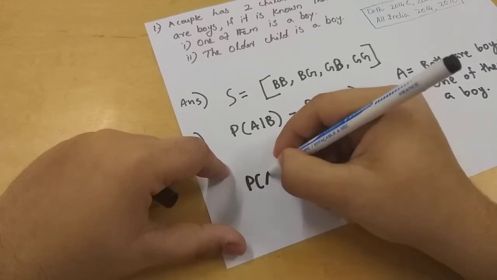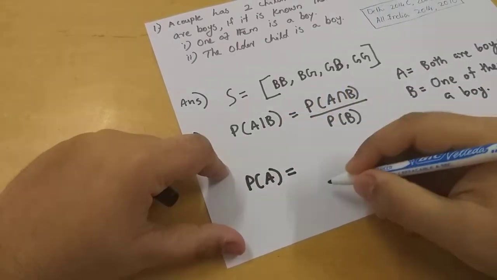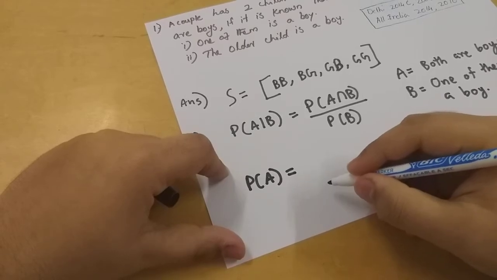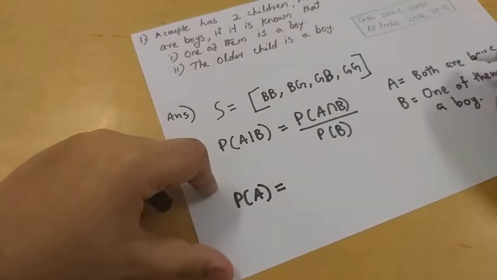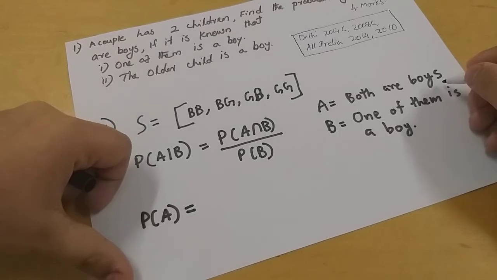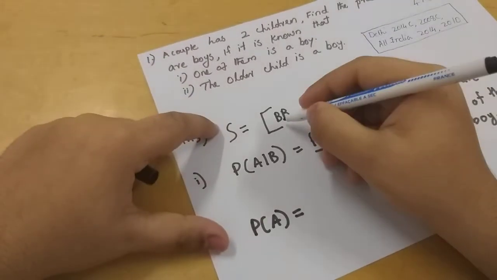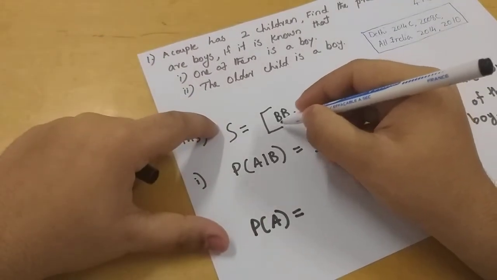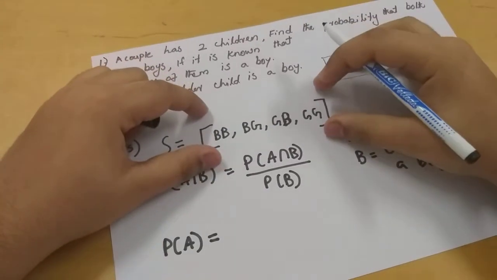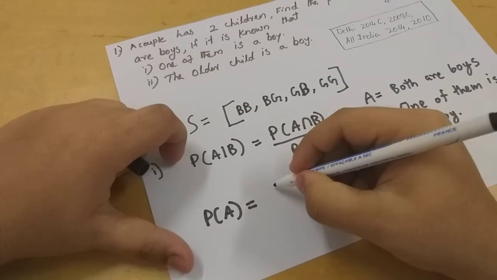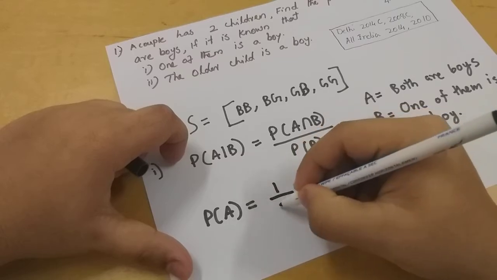So P of A is the probability of finding out that a couple has two children and both of them are boys. And if you look at our sample space, we find that there's only one case, BB, out of a total of 4 cases. So the probability will be 1 divided by 4.